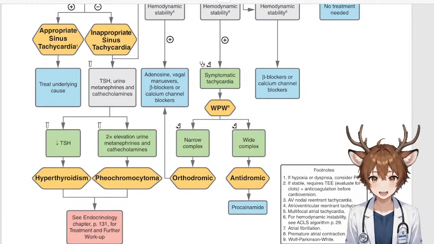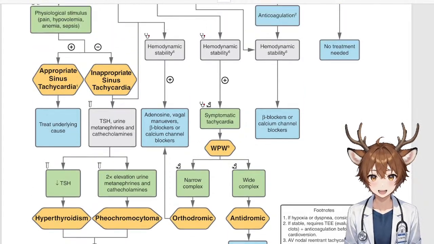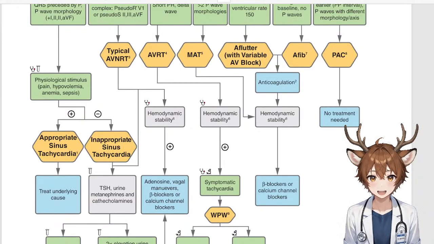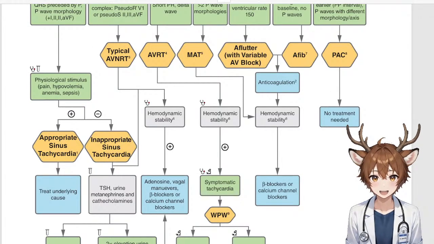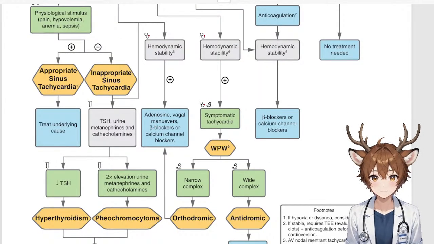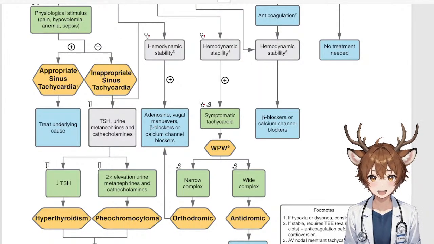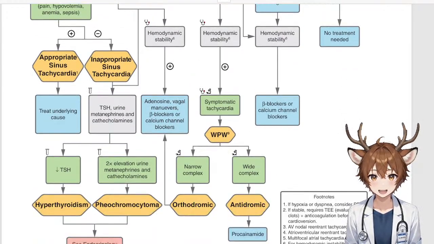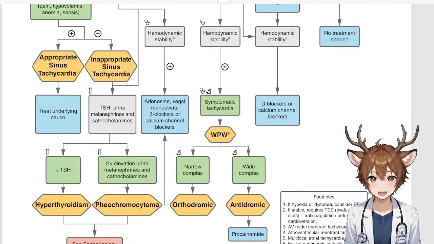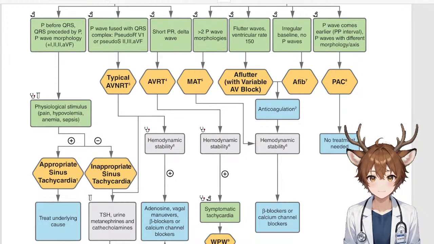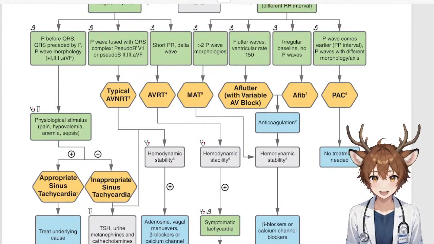If it's narrow complex, then it's orthodromic, in which case you'd use adenosine, vagal maneuvers, beta blockers, calcium channel blockers. Similar thing where you do a typical AVNRT. If you have hemodynamic stability, it's positive for that, then you go for the same things, adenosine, vagal maneuvers, etc. If the Wolff-Parkinson-White has a wide complex, though, then it's antidromic, in which case you use procainamide for it. The way you can remember that is procainamide, procaine like canine, and Wolff-Parkinson-White like a wolf. So a wolf is a canine, okay?